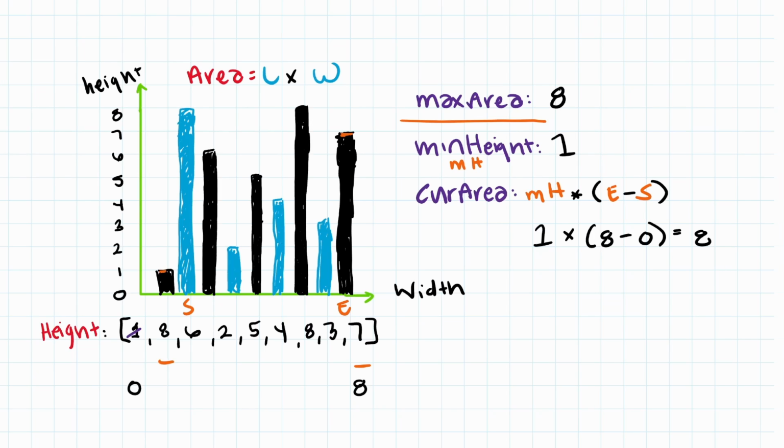So if we take the minimum height between 8 and 7, what do we get? Well, we're going to get that 7 over here. Now we're going to do the same thing. We're going to take that 7 times 8 minus 1, which is going to equal 7. And then we're going to do 7 times 7, which is 49. 49 compared with 8, 49 is our max area. And that's actually going to end up being our answer.